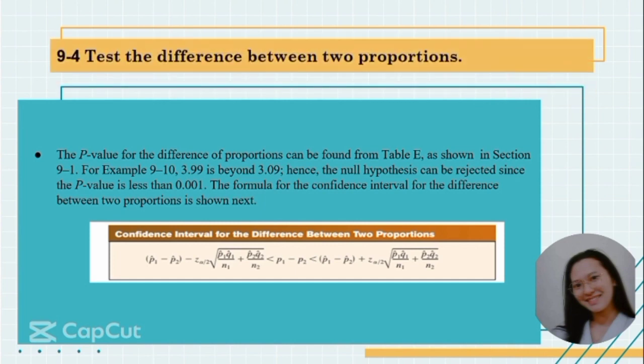The p-value for the difference of proportions can be found from Table E, as shown in Section 9-1, for example 9-10. 3.99 is beyond 3.09. Hence, the null hypothesis can be rejected since the p-value is less than 0.001. The formula for the confidence interval for the difference between two proportions is shown next.